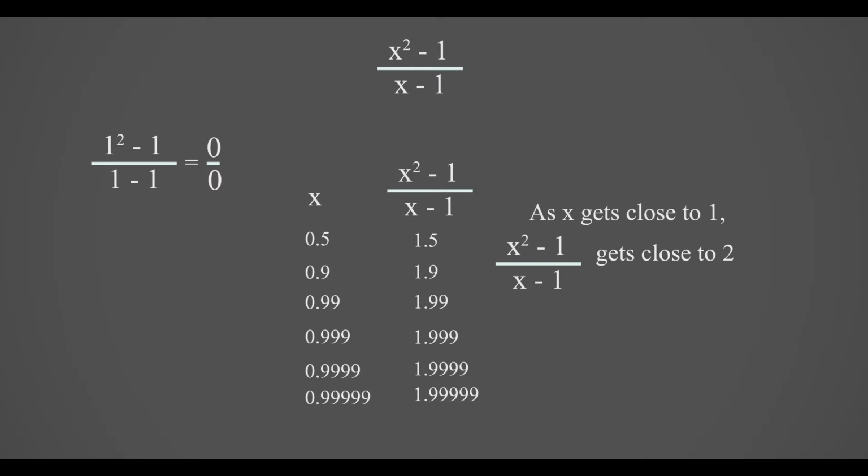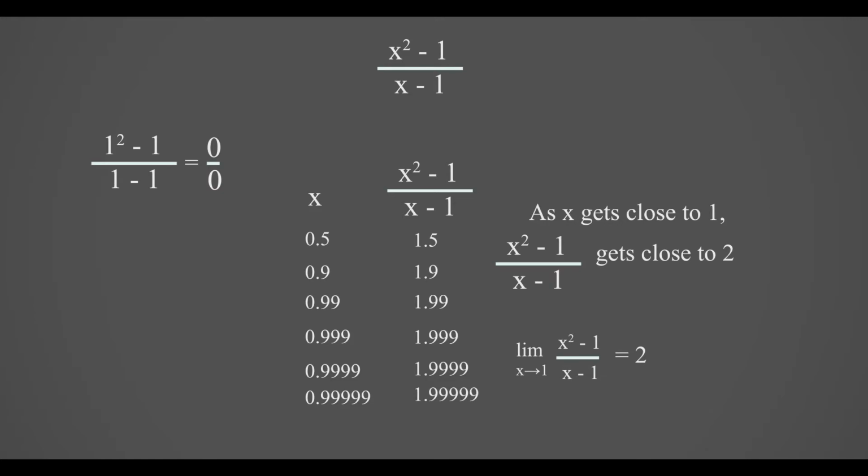So we say what is exactly going on by using the word limit. The limit of x squared minus 1 over x minus 1 as x approaches 1 is equal to 2. In symbols, it is written like this: the lim as x, with an arrow meaning approaching 1, of the expression x squared minus 1 over x minus 1 is equal to 2.